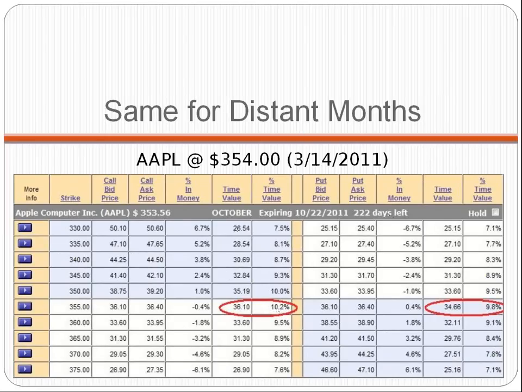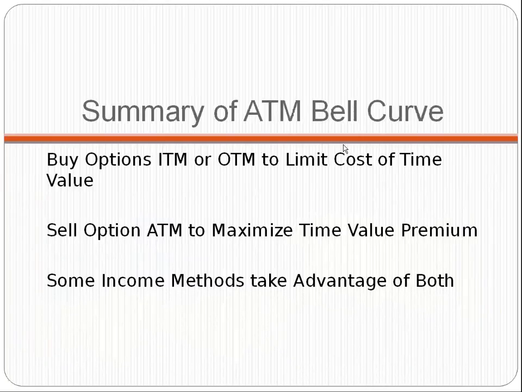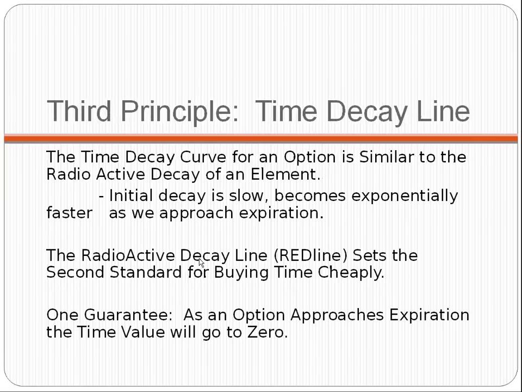If we go further out in time to October, which was about 7 months out at that time, the at-the-money 355 call has about 10.2% time value. That lowers as we go deeper in the money and deeper out of the money, whether we're looking at calls or puts. We want to be selling in this range, and we want to be buying in the lower ranges as well. That helps us to maximize the time value. We apply this when we're opening the married put position and when we're applying the income methods.